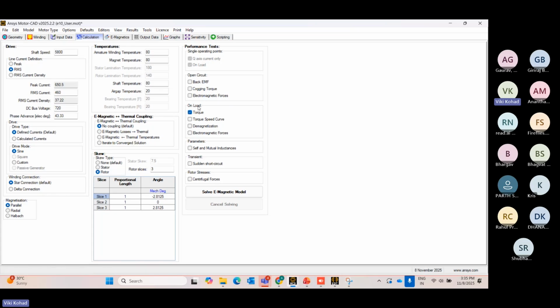Okay, now the on-load parameters. So I just calculate the electromagnetic parameters of this motor, and now we will see these parameters in the output data: which output values it gives, all the electromagnetic values like your efficiency, average torque value, the inductance value, the flux linkages value, all the values it will give. Just wait for a moment.